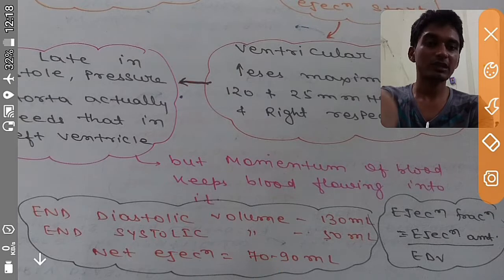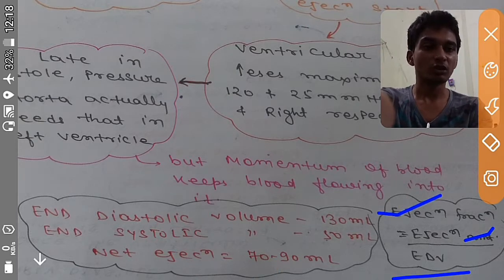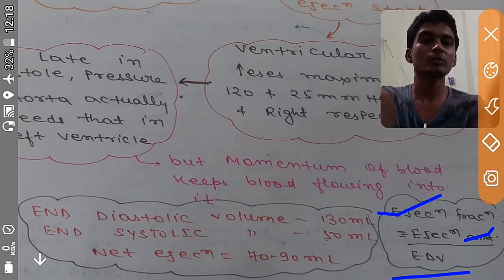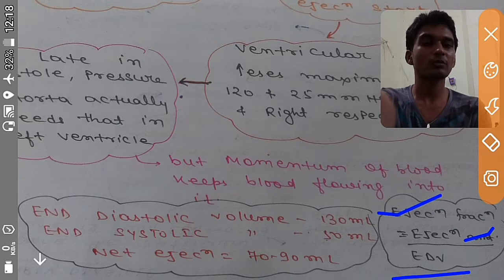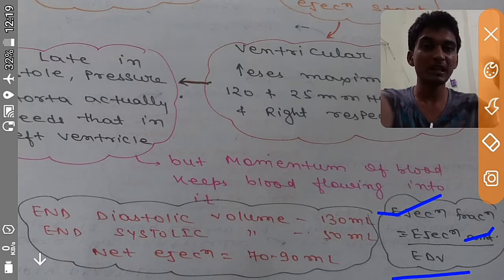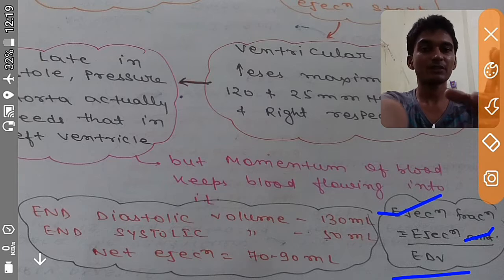Sometimes EMS also asks about ejection fraction. What is ejection fraction? Ejection fraction is just the ejected amount divided by the total amount. Total amount means end diastolic volume. End diastolic volume means the amount of blood present in the ventricle at the end of diastole. So ejection fraction is calculated as the ejected amount upon end diastolic volume, because stroke volume is the amount obtained by subtracting end systolic volume from end diastolic volume. You are getting?